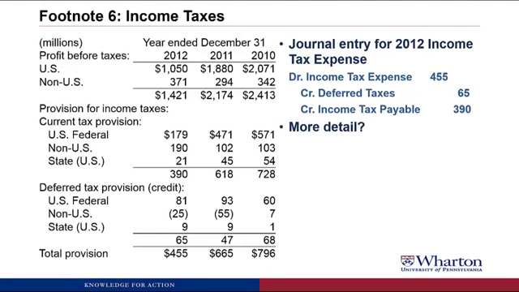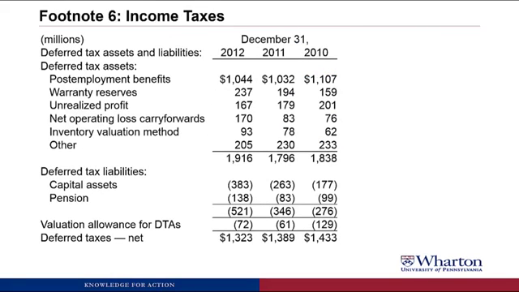So let's go ahead and see if we can provide more detail in this journal entry. Now, we don't have to do anything with the debit to income tax expense of $455. That is what it is. We can't provide any more detail on that. But we can break down this credit to deferred taxes of $65 into components for deferred tax assets, deferred tax liabilities, and valuation allowance. So let's go to another part of the footnote.